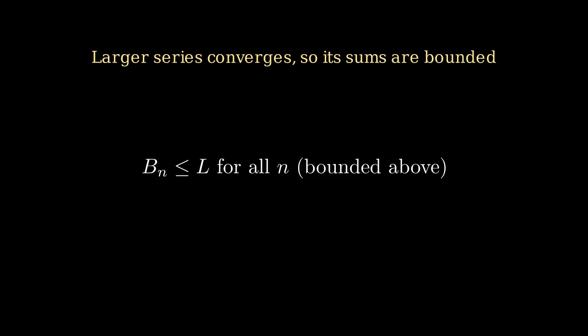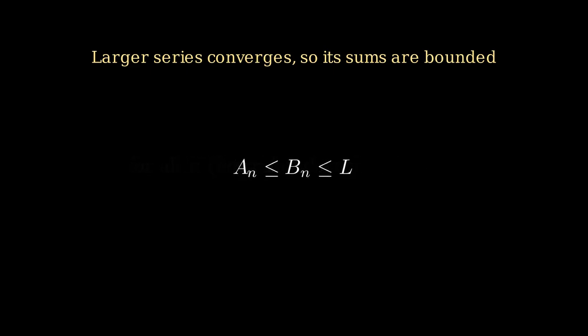Also, because every term of the smaller series is non-negative, each time we add one more term, the partial sum can only stay the same or grow, so the sequence of partial sums of the smaller series is increasing. Now suppose the larger series converges, its partial sums approach some fixed finite value, so they are bounded above. Since the smaller series partial sums are always less than or equal to the larger ones, the smaller series partial sums are bounded above too.